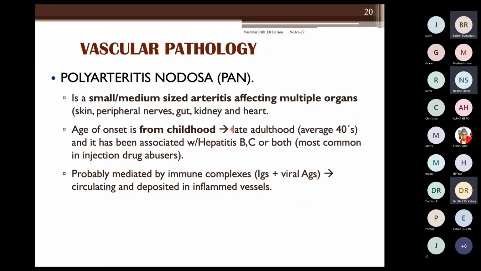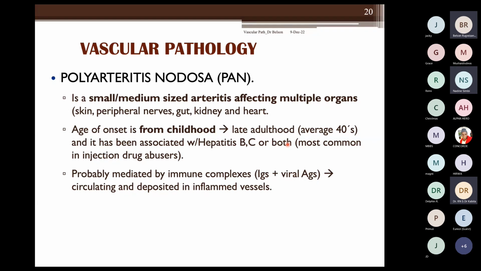So polyarteritis nodosa is the third category. So it has an onset from childhood, ariko ikagaragara cyane cyane umuntu ari gukura akuze. So it is associated with hepatitis B and C or both. So cyane cyane ko bayibonye kuri abantu bakoresha ibiyobyabwenge cyane cyane babyitera mu nshinge, yavuze ko nibo bakunze kuba barwaye hepatite B, sida na sida kubera baba basangira biriya bishinge nk'uko basangira ibiyoga.